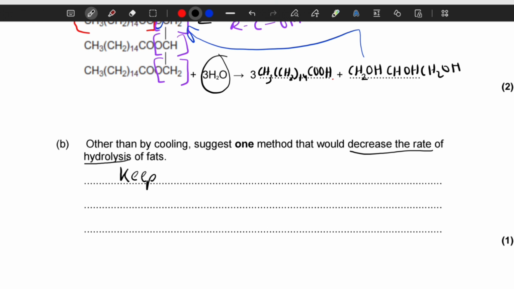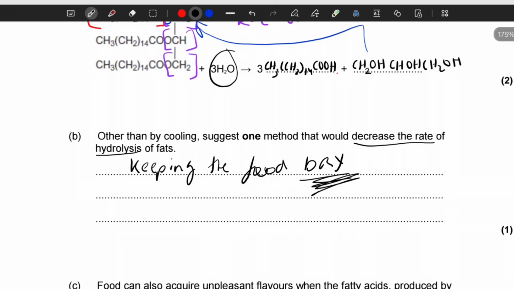Keeping the food dry. Because if it's dry, there's no water, nothing to do hydrolysis. That food is dry. There's nothing. So yeah.